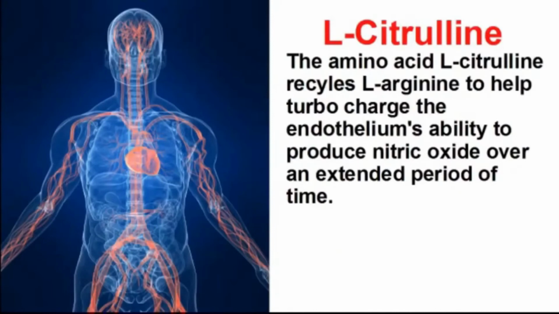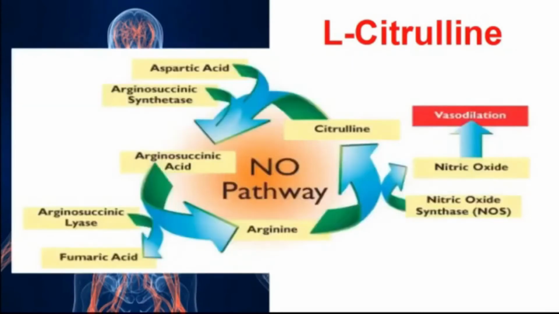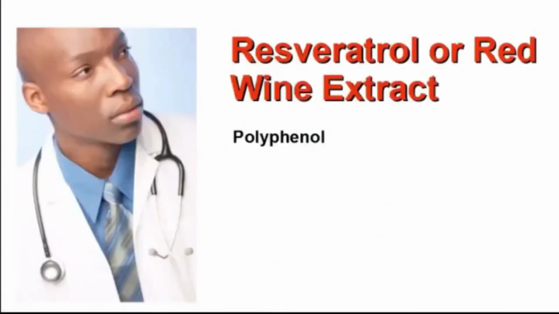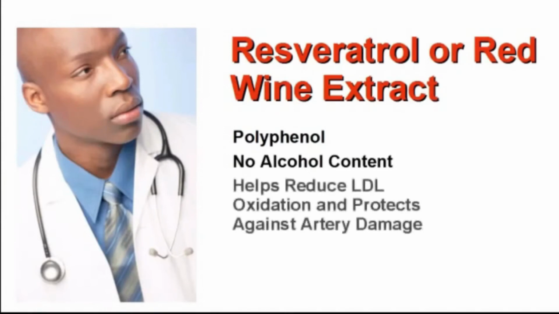The amino acid L-citrulline recycles L-arginine to help turbocharge the endothelium's ability to produce nitric oxide over an extended period of time. Here's the metabolic pathway, and as you can see by the red circle, L-citrulline is key to keeping this nitric oxide production going. Resveratrol or red wine extract is a polyphenol and has absolutely no alcohol content. This key nutrient inhibits LDL cholesterol from being oxidized, which typically causes vascular inflammation and damage to the endothelium.